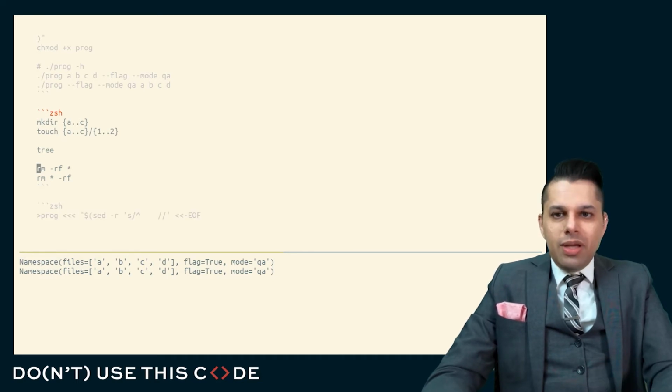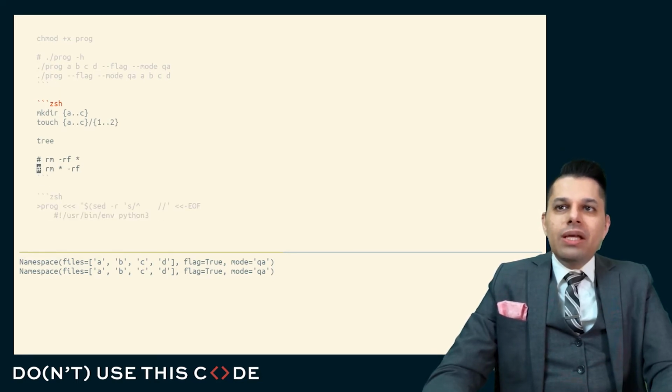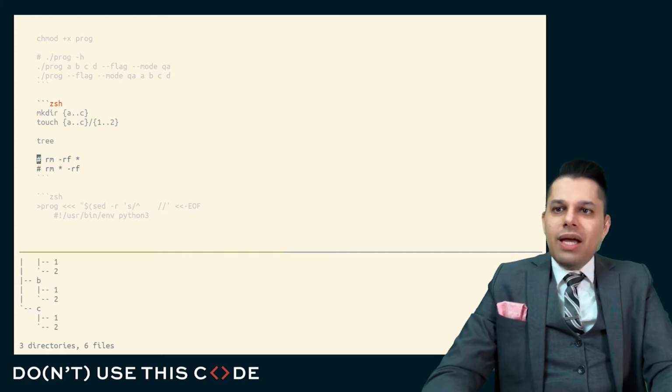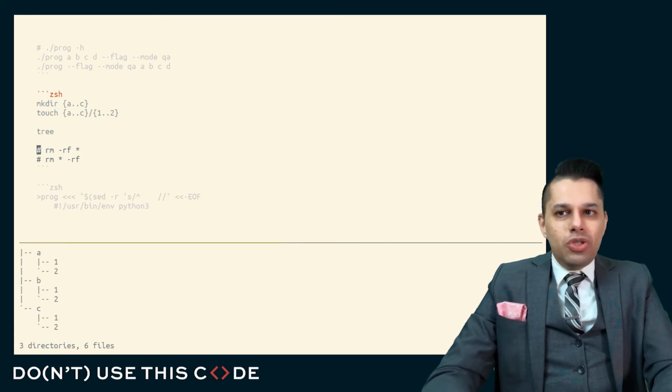One pro tip that I would love to share with you is this. Let's say you have a bunch of files, 1, 2, 1, 2, 1, 2, in directories A, B, and C. And you want to delete those directories. Well, you need to do the recursive deletion to delete a directory using rm. And maybe you might want to even force that.